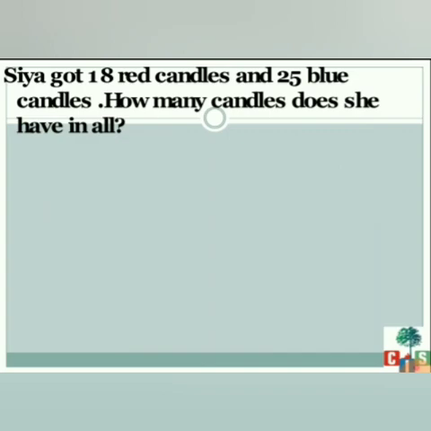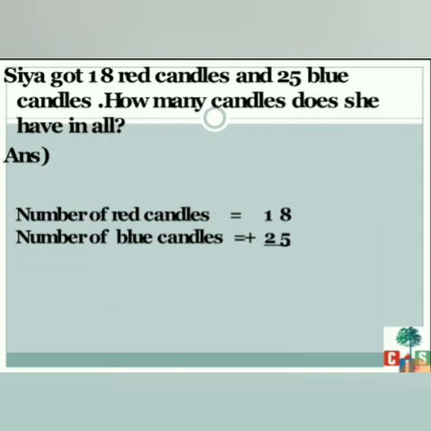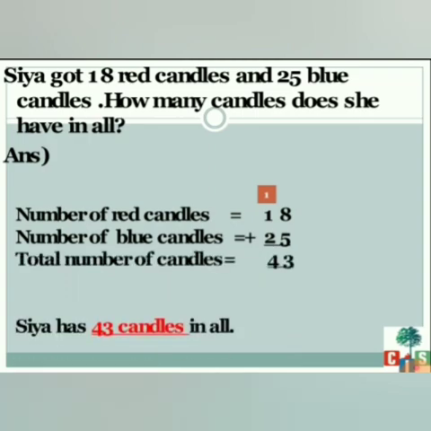Let's see this one. Sia got 18 red candles and 25 blue candles. How many candles does she have in all? All is a word of addition. So let's start this. Number of red candles, they are 18. Number of blue candles, 25. So 8 plus 5, 13. So 1 is your carryover. So 1 plus 1 plus 2 becomes 4. So the total is 43. So Sia got how many candles? 43 candles in all.